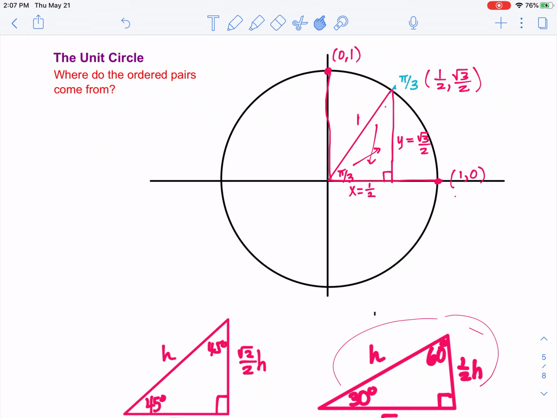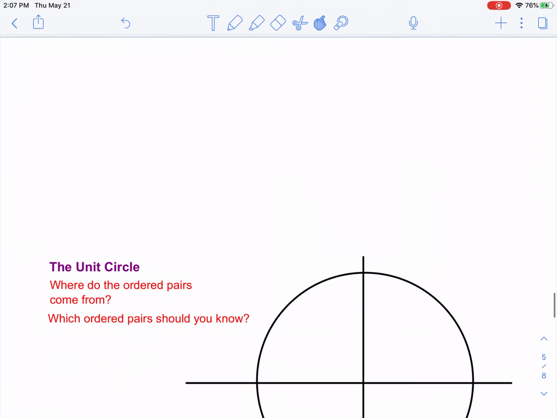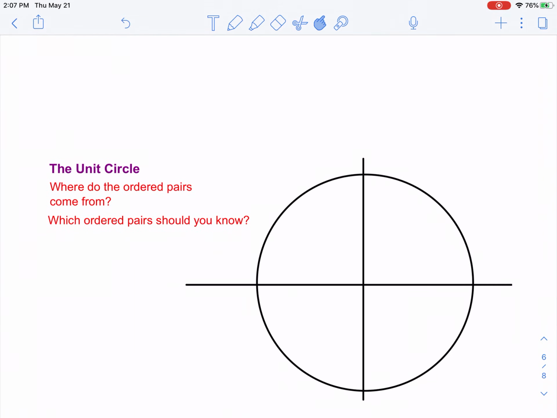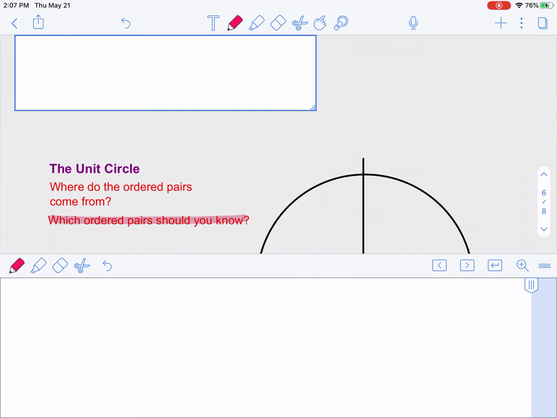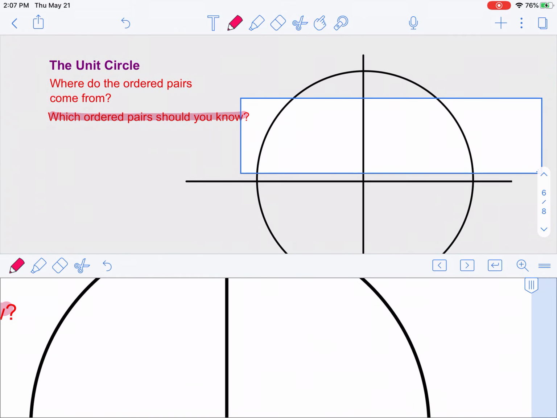Okay. And so then the question becomes, all right, which ordered pairs should you know? Okay, and my answer to you is going to be that you should know all of them for the angles that I expect you to know. And so in the previous video, we went through what angles I expect you to know. And the good news is once you know the first quadrant, you can use reflection to get all the other ones.